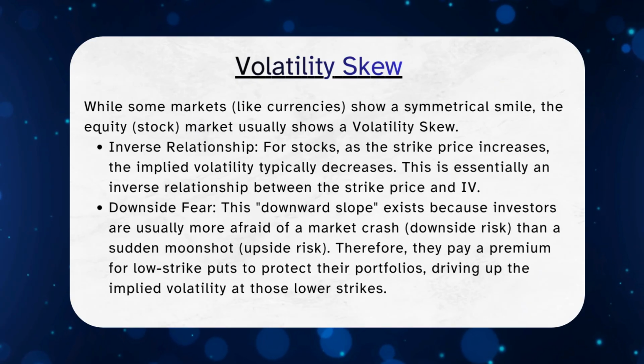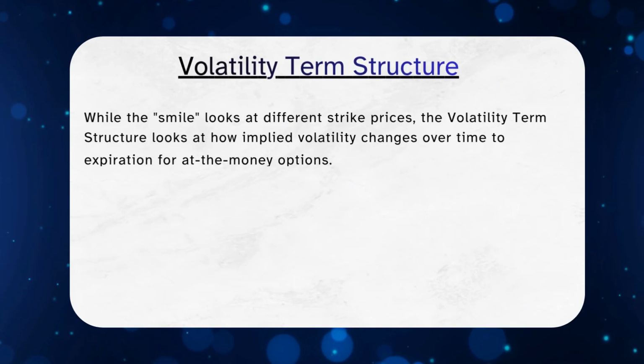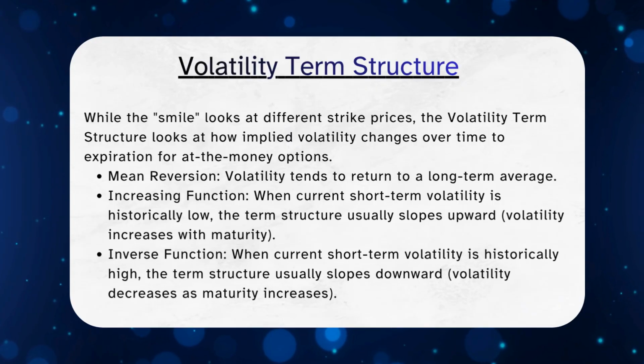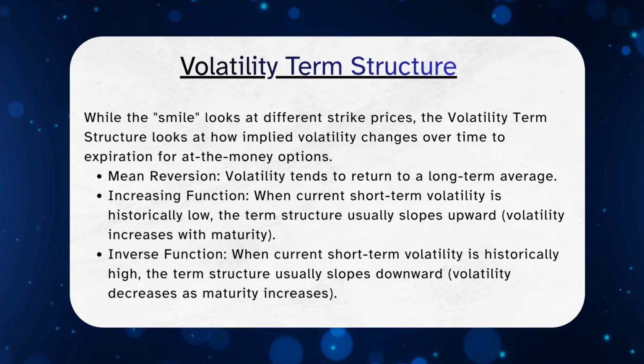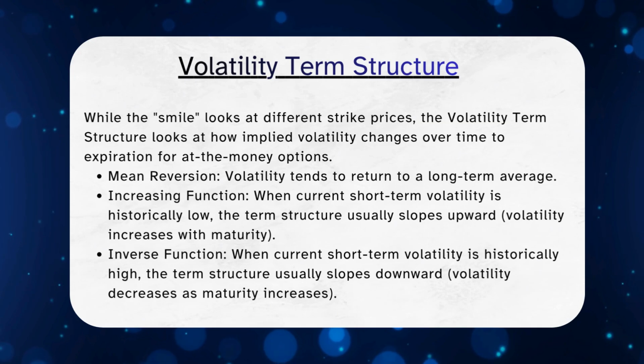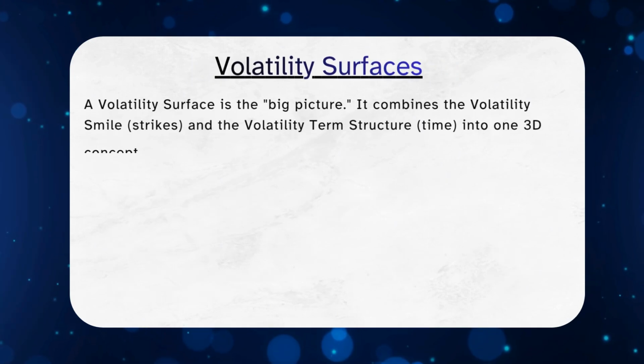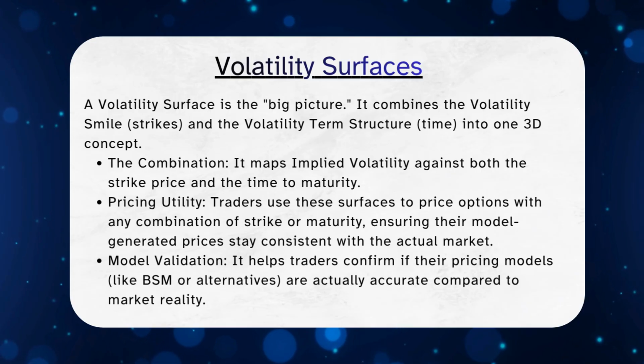But volatility doesn't just change with the strike price, it also changes with time to expiration. This is known as the volatility term structure. Volatility often exhibits a mean-reverting characteristic. When short-dated volatilities are historically low, volatility tends to be an increasing function of maturity. Conversely, when short-dated volatilities are high, volatility tends to be an inverse function of maturity, meaning it decreases as the time to expiration increases. When we combine the volatility smile with the volatility term structure, we get the volatility surface.